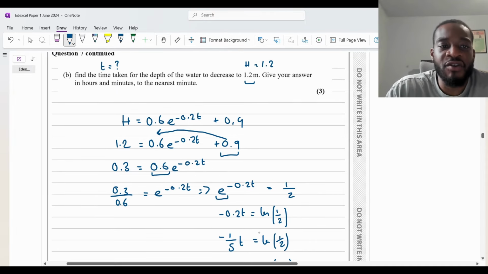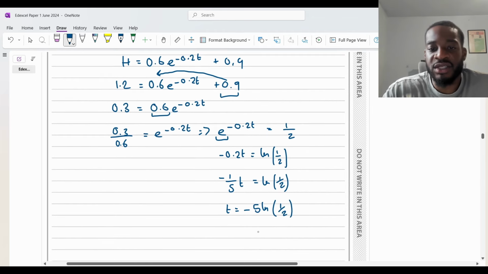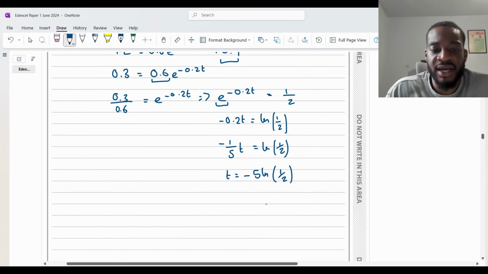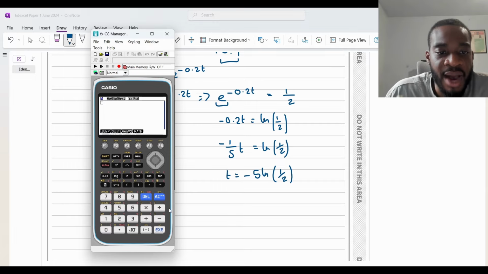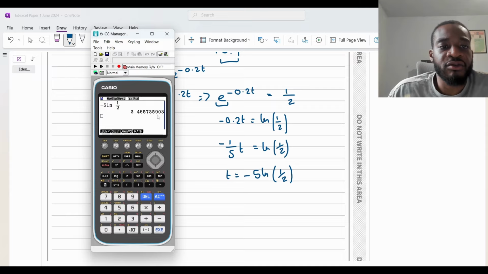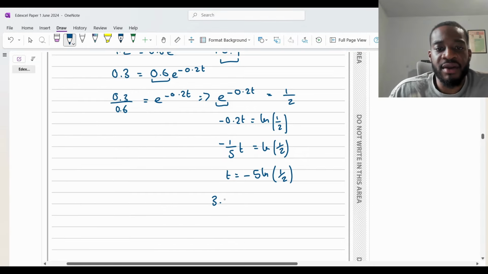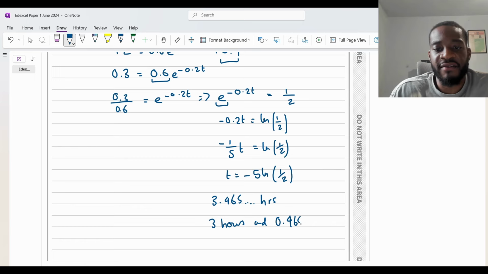However, they did say give your answer in hours and minutes to the nearest minute. So this is no good. So we need to just put this into our calculator to see where it is roughly. So minus 5 ln, which is over there, 1/2, is 3.46 something. So therefore, it's going to be 3.465 hours, right? So it's going to be 3 hours and a bit. Just under 3.5, isn't it? So 3 hours, and that 0.465 is 0.465 hours.